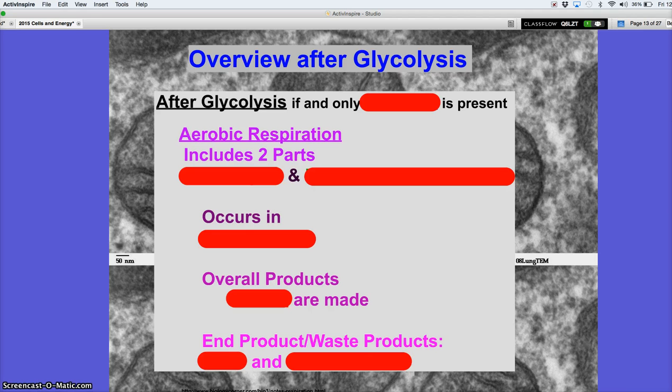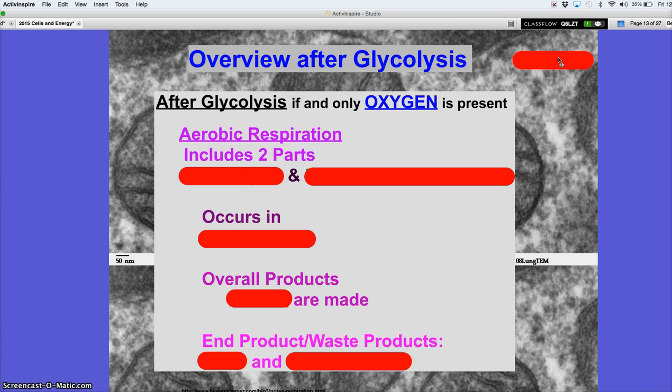Okay? You don't have to know amounts of NADs, NADH, FADs, or FADH. Only amounts of ATPs. Okay? So what's going to happen to the ATP? Turn into ATP, because the cell is going to use it for all its functions. The pyruvate is going to move on from the cytoplasm to where? The mitochondria, if and only if oxygen is present.